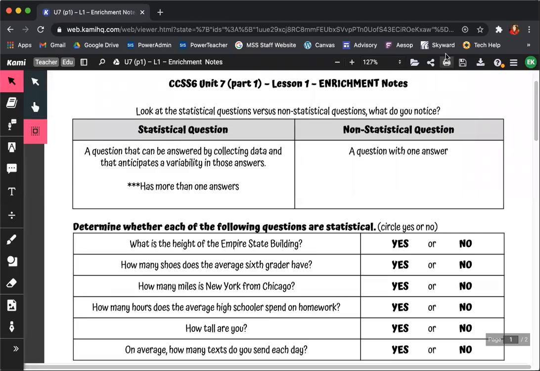For today's enrichment, we are going to be looking at how you determine whether something is a statistical question, and then also looking at working backwards to find an unknown problem when you're given the mean.